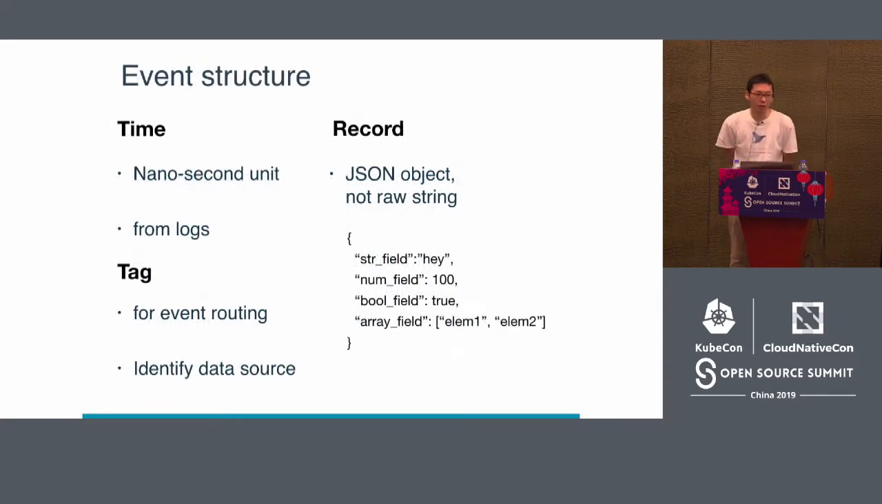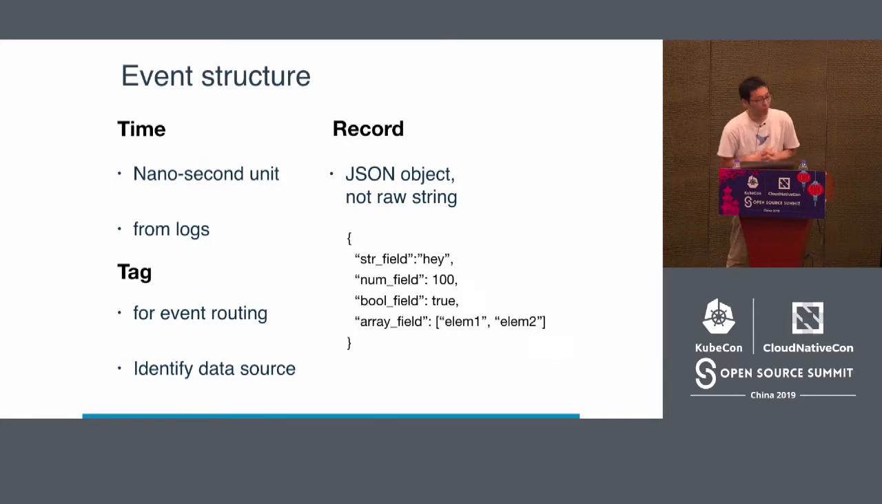And the next is Fluentd's event structure. For example, Apache logs. If you have Apache logs, one Apache log line is converted into this data structure. Time, tag and record. The tag identifies data sources, so you can use this tag to know where the data comes from. This tag is used for event routing in Fluentd's pipeline.